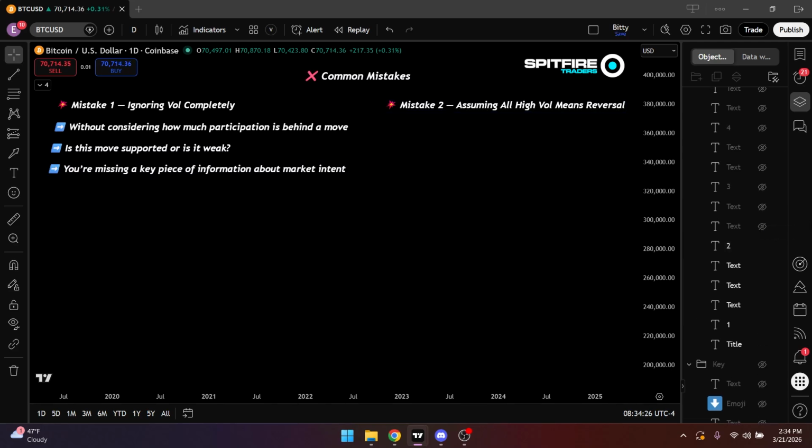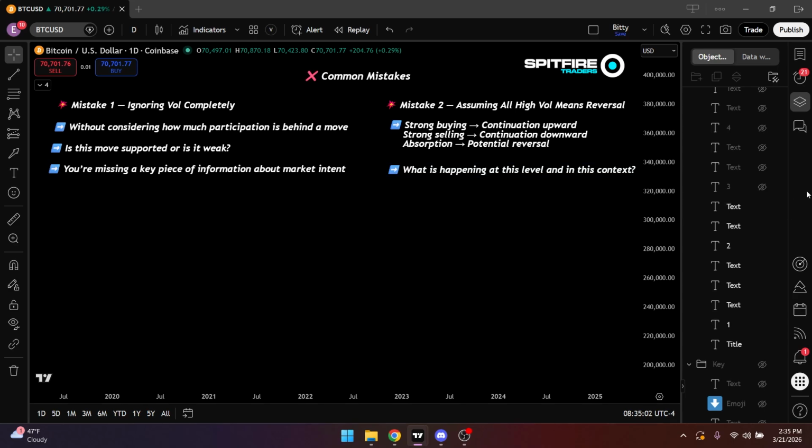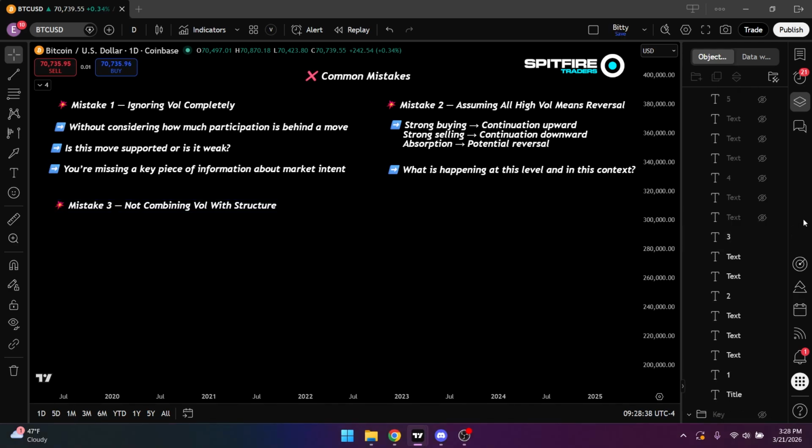Mistake number 2. Assuming all high volume means reversal. This is not true. High volume simply means a lot of activity is happening. That activity can be strong buying, continuation upward, strong selling, continuation downward, or absorption, potential reversal. Context is everything. So instead of assuming what volume means, always ask what is happening at this level and in this context.